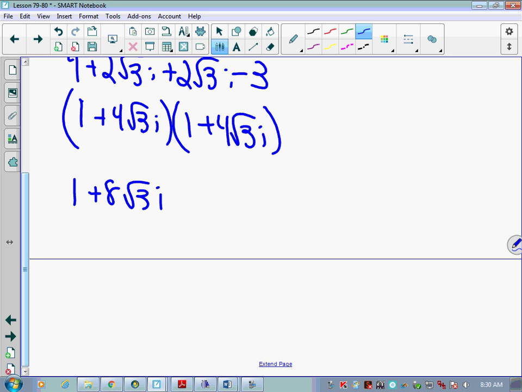Wait, 16 times 3i squared, would it be negative 3 because it's squared or not? It's going to be 4 times 4, which is 16. Radical 3 times radical 3 is 3. And then I get i times i, which is i squared, which is negative 1. So it's really 16 times 3 times negative 1. I know I'm going to end up with a negative answer. What's it come out to? Negative 48. Now we've got 1 plus, so we end up with an answer of negative 47 plus 8 radical 3i. Because it wanted it in rectangular coordinates, is this rectangular coordinates? Yeah. So this is my answer.